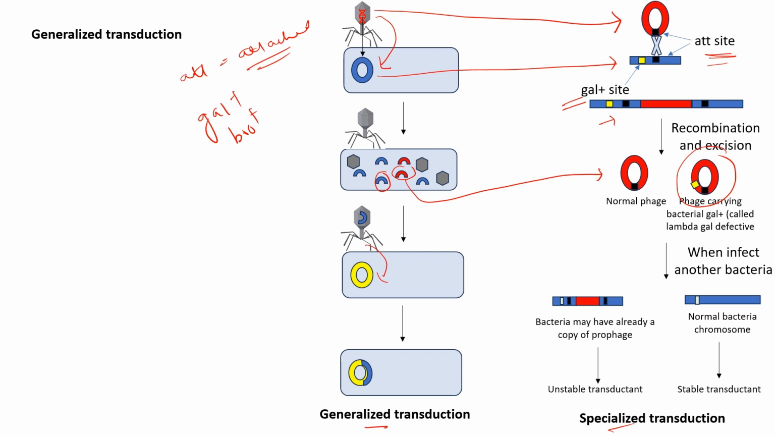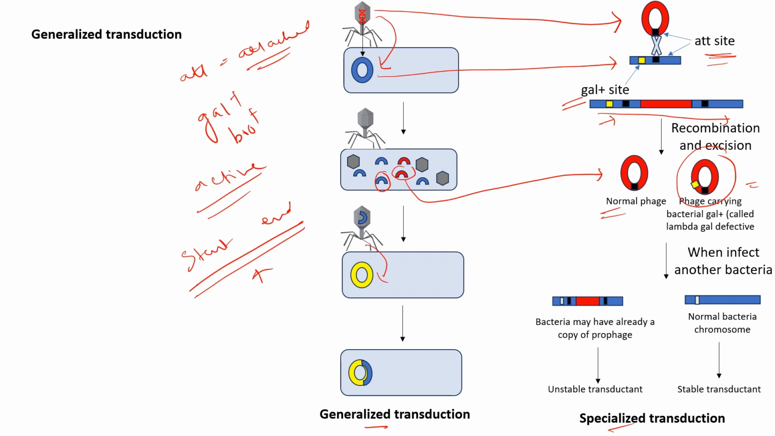Correct. So this phage carried the gal plus gene from the bacterial chromosome, but it did not carry the complete gene segment. A gene can only be active or function properly if the complete gene segment is present from start to end. If the complete gene segment is not present, the gene cannot function. So this is a defective phage DNA because it packed the gal plus gene but not completely. So after recombination and excision, two situations can happen: a normal phage DNA or an abnormal phage DNA.